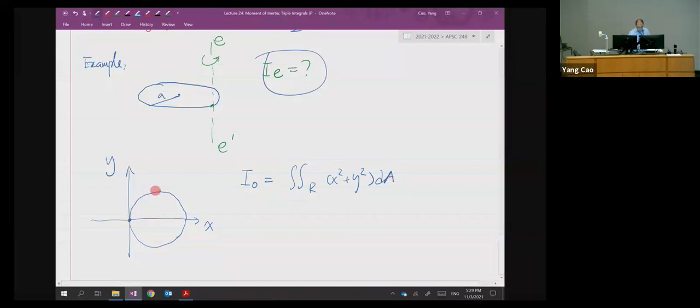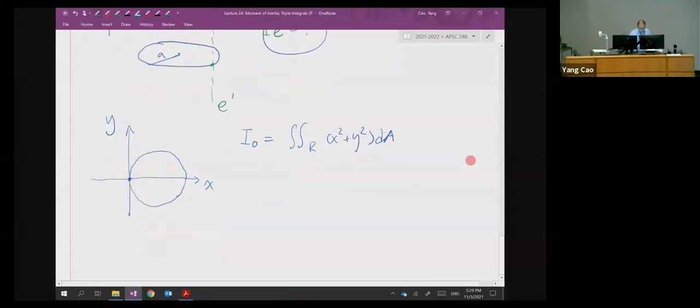Again, this is a circle, so I'm going to use polar coordinates. Polar coordinates will turn x squared plus y squared into r squared, and dA becomes r dr d theta. I guess the tricky part is, how do I find the limits for r and theta? So let's take a look together.